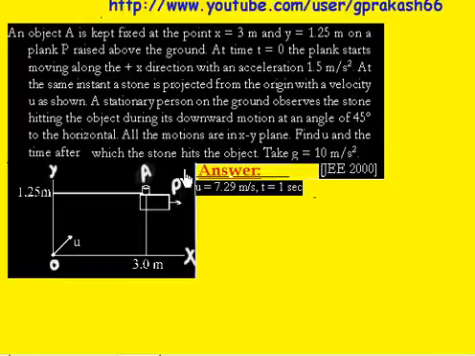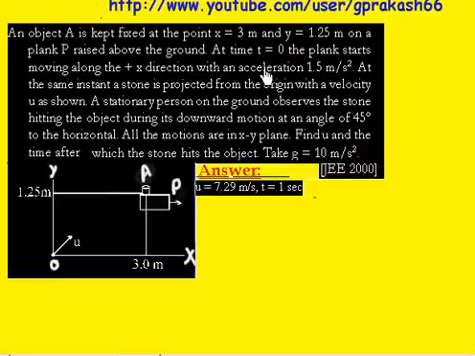Now let us discuss this problem. So this says an object A is kept fixed at point x equals 3 and y equals 1.25. So there is an object, kept fixed at x equals 3 and y equals 1.25, and this is a plank P.